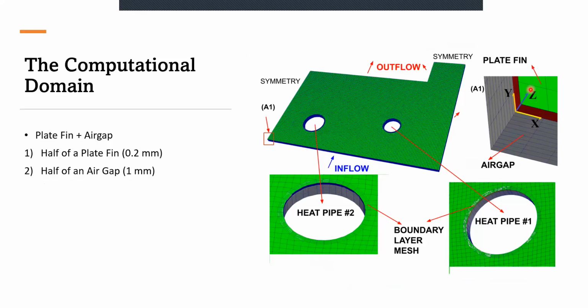We can see here the plate fin at the top and the air gap at the bottom. Also, we can see an enlarged view of heat pipe 1 and heat pipe 2 and the boundary layer mesh around the heat pipes. There are also arrows indicating the air inflow and air outflow. These arrows also indicate air outflow. And two symmetry planes are also shown here, and one is here.